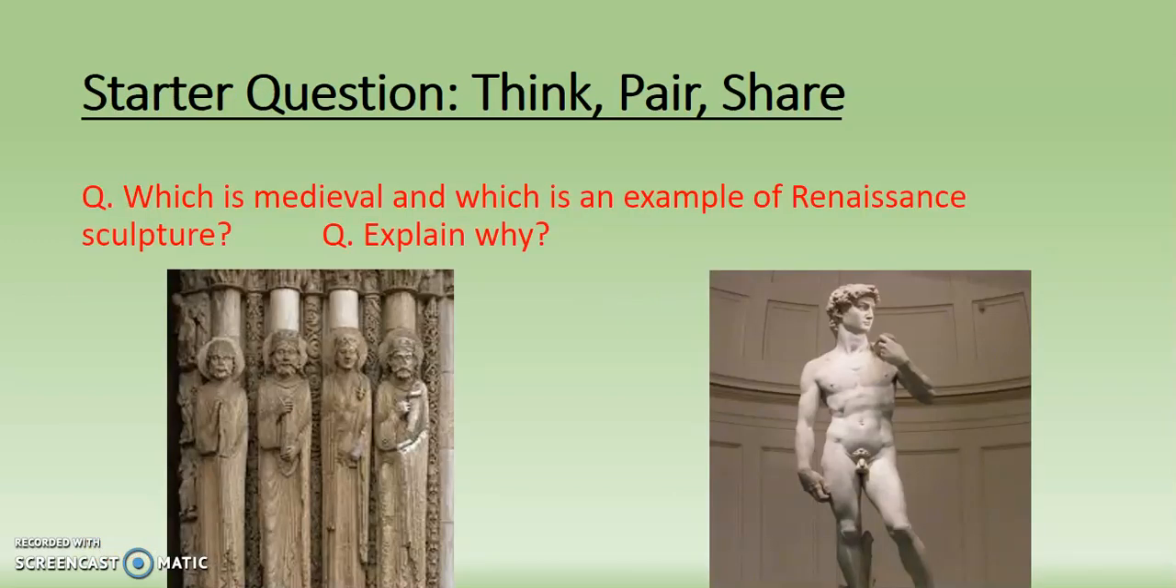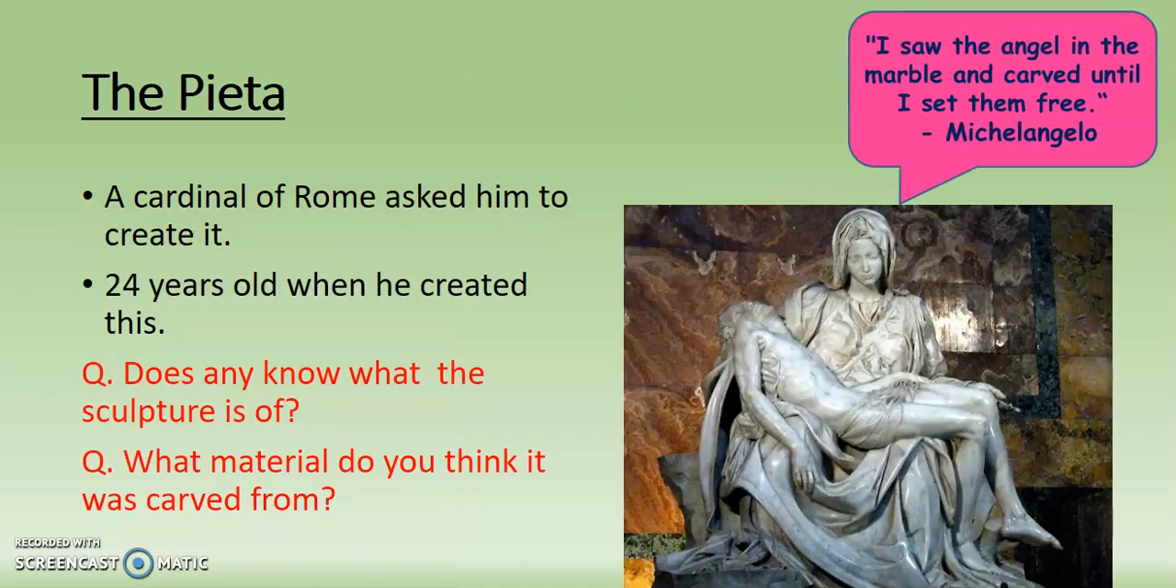So, which is the medieval sculpture and which is the example of Renaissance sculpture, and explain why. If you guessed that the one on the right is the Renaissance and the one on the left is medieval, you're absolutely right. It has everything we talked about: depth, perspective, that they're freestanding.